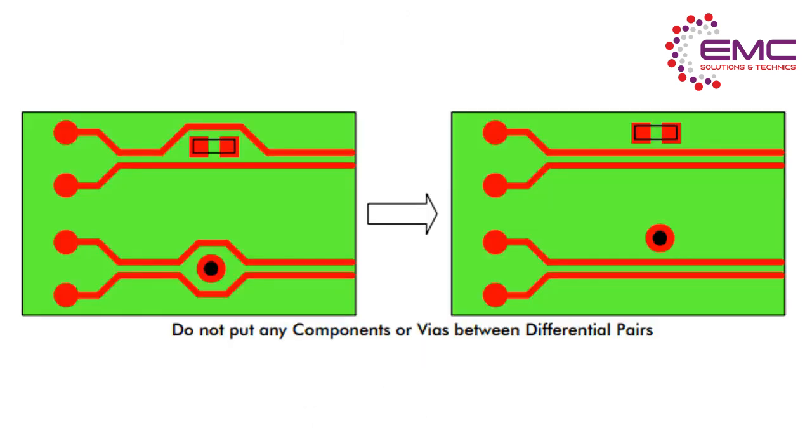Traces carrying differential signals should run close to each other to most effectively use the advantage of magnetic field cancellation.